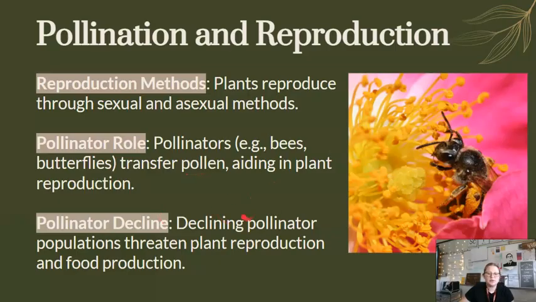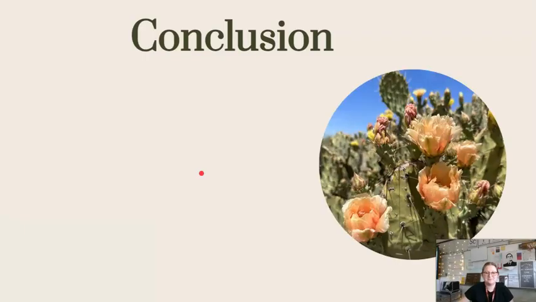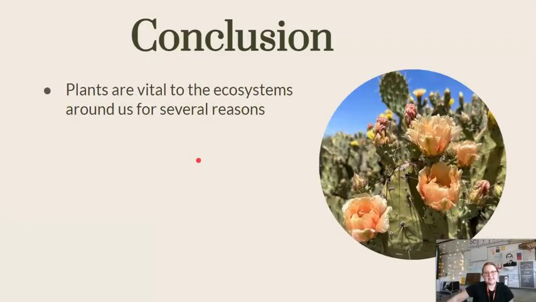There has been, save the bees, a decline in pollinator populations, which threatens plant reproduction and food production. We need plants to be pollinated because that's how they grow fruit and how they reproduce. And if they can't grow fruit and they can't reproduce, then we are losing a lot of food. All right, that was a kind of long one.